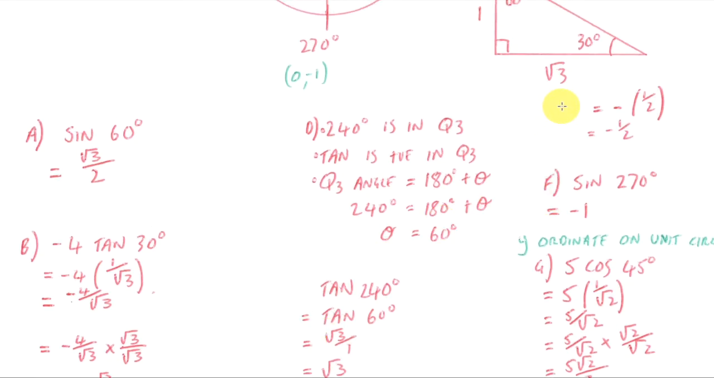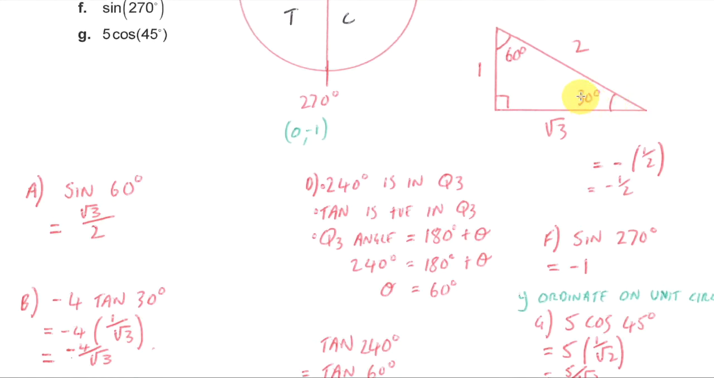And continue on with my workings. Sine of 30 degrees, so here's 30 degrees, is opposite over hypotenuse, so it's a half. And I want the negative of that, so it's just equal to exactly negative a half.